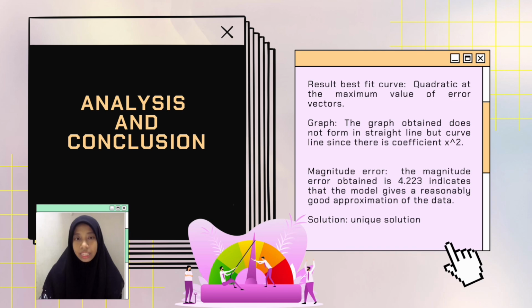For the magnitude error, we obtained 4.223, which indicates that the model gives a reasonably good approximation of the data. Also, the data has a unique solution because the determinant of the data is non-zero. Hence, the body mass index, BMI, of the 10 preschool male students successfully produced a quadratic best fit equation with a small residual error and a unique least squares solution.